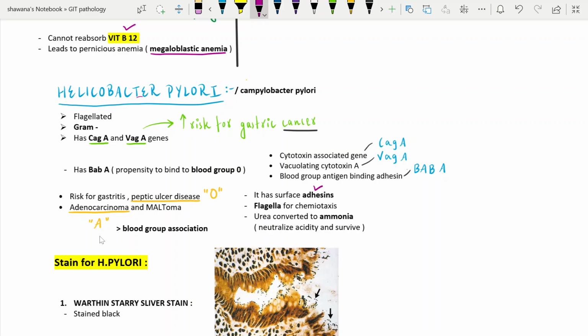It has flagella, as I have discussed, and how does this bacterium survive in such an acidic environment of our stomach? This bacterium has urease, which converts urea into ammonia. As you know, ammonia is alkaline in nature, and this ammonia neutralizes the acidity of our stomach, and in this way H. pylori survives in that acidic medium.